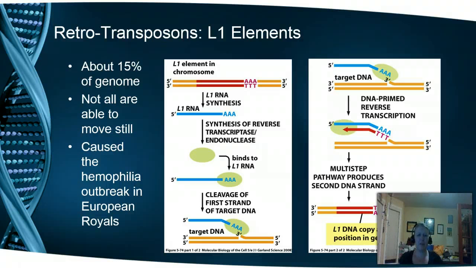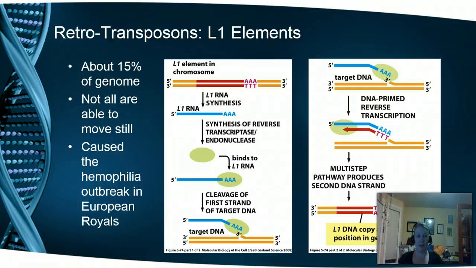And this can be a random jump, and actually, this is the jumping gene that's responsible for the hemophilia outbreak we saw in the royal lines of Europe in the 1900s, and that's because Queen Victoria had an L1 transposon jump that was passed to her children and grandchildren that caused hemophilia. And so you can see an example here of how the L1 element moves.